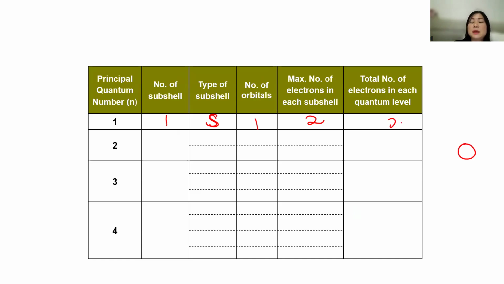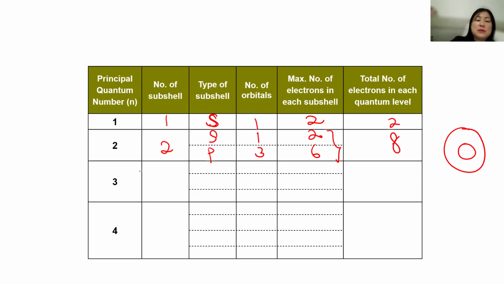So what's the total number of electrons in the first shell? 2. Second shell, how many subshells can you have? If it's the second quantum shell, you will have 2. And what's the name of the subshells? We call them S and P. S is made up of one orbital and P is made up of a set of 3. And every orbital has 2 electrons. So 1 times 2, 2, 3 times 2, 6. In total, the total number of electrons is 8. So the second shell can hold 8 electrons.